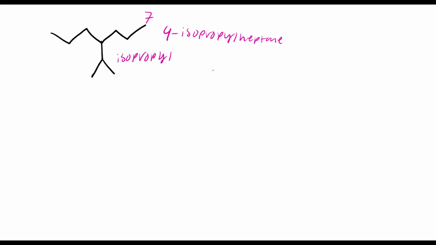If tert-butyl is 1,1-dimethyl ethyl somehow. But actually, isopropyl is going to be 4, parentheses, with a hyphen, 1-methyl ethyl, heptane.